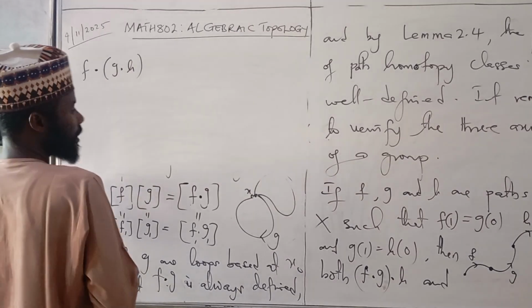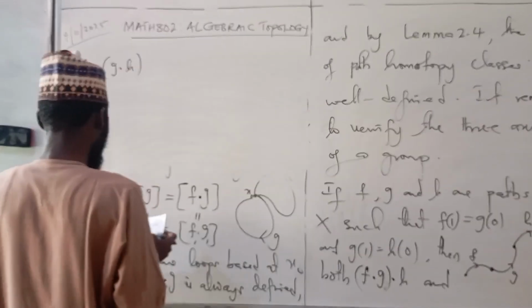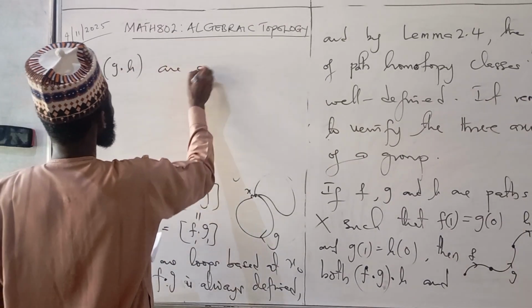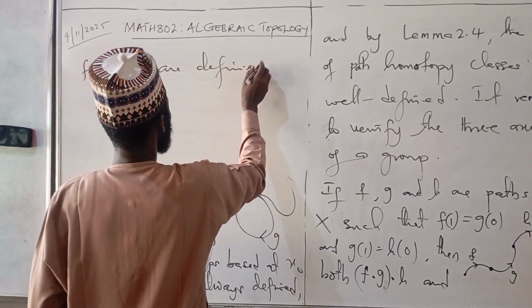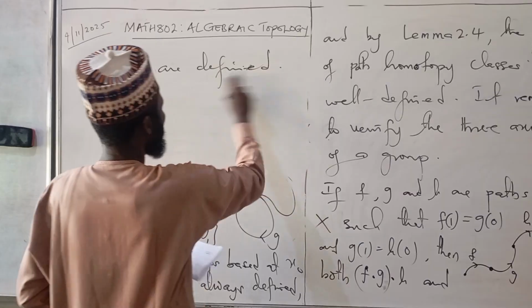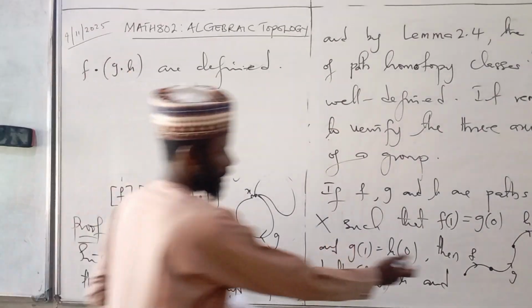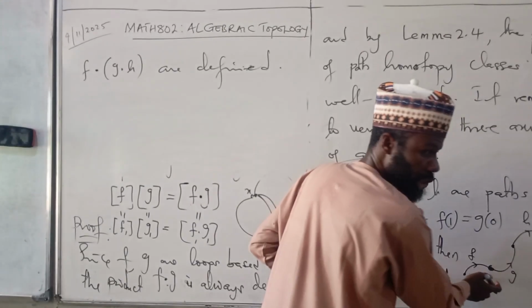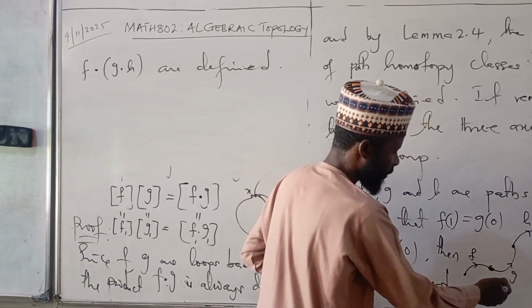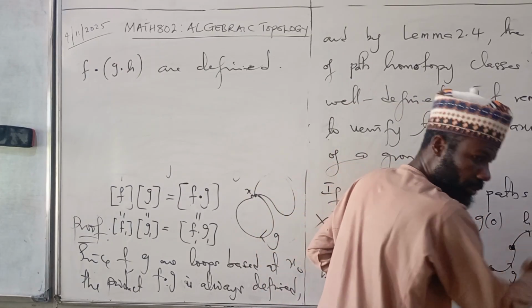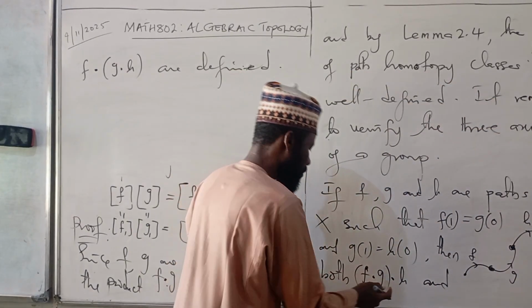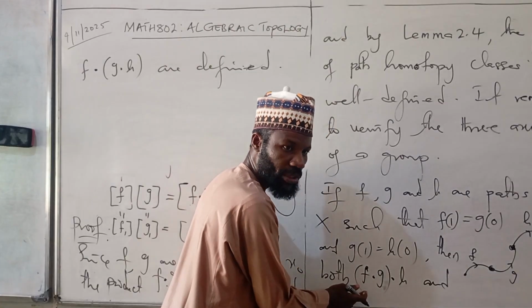Okay. So these products are always defined. Do you understand what I mean by defined here? Because once they share this point, the product is defined. And if they share at this point, the product is defined. So I can always do this product. And what is the terminal point of this product?